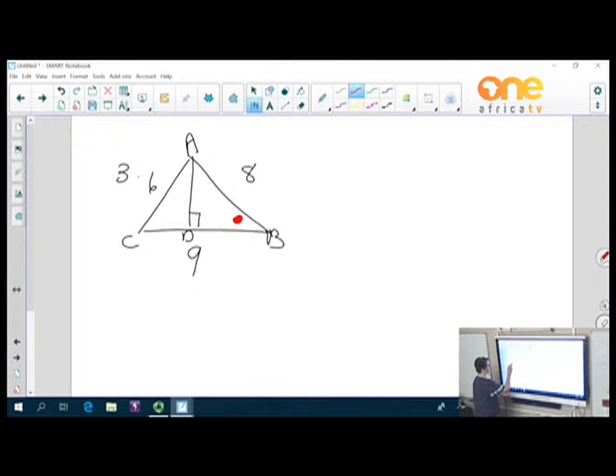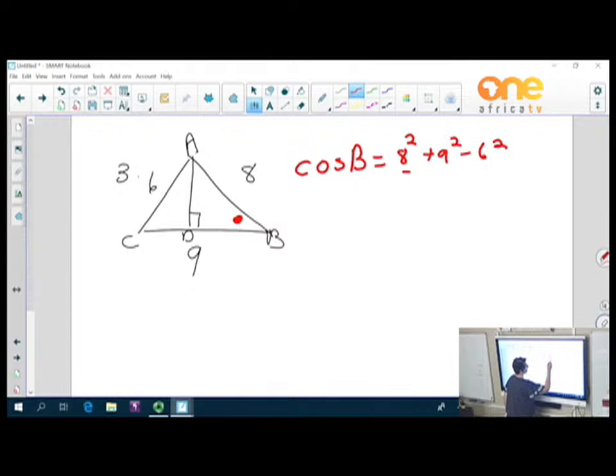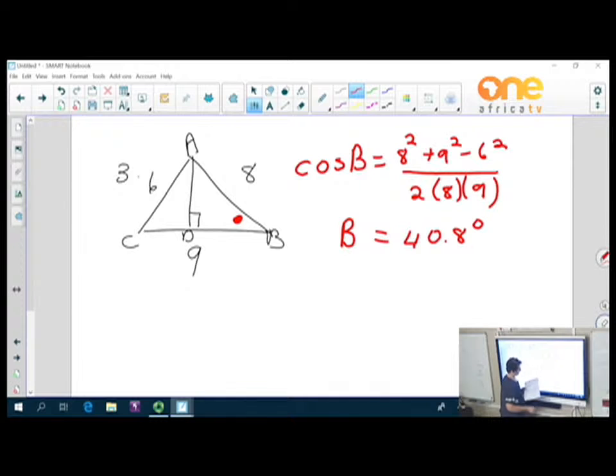I've got 3 sides, but it is not in the right angle triangle. So I can say that cosine B is then equal to 8 squared plus 9 squared, this is the one that you're going to subtract, minus 6 squared, and it is then 2 times 8 times 9. Second function cosine, we're going to use second function cosine there. My angle is 40.8 degrees.